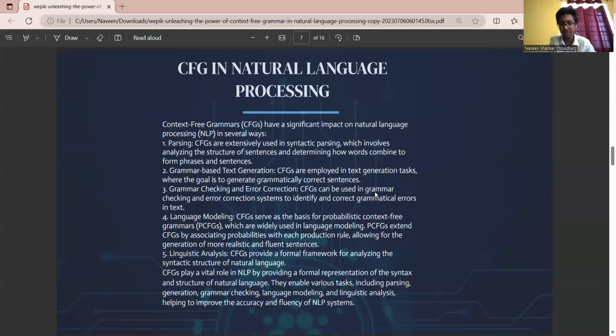Language modeling. CFGs serve as the basis for probabilistic context-free grammars, which are widely used in language modeling. PCFGs extend CFGs by associating probabilities with each production rule, allowing for the generation of more realistic and fluent sentences. Linguistic analysis. CFGs provide a formal framework for analyzing the syntactic structure of natural language. By defining production rules and non-terminal symbols, CFGs allow linguists and researchers to study the grammatical properties and constraints of a language, leading to insights into the underlying linguistic structure.